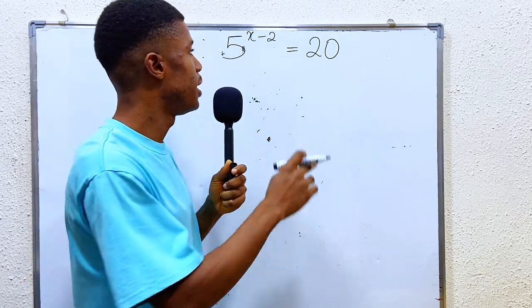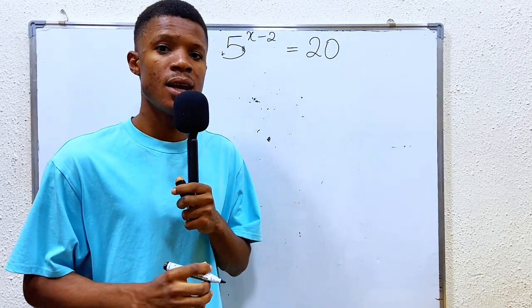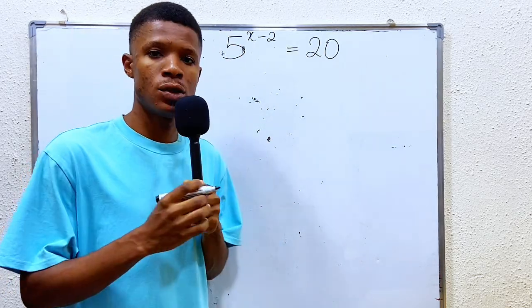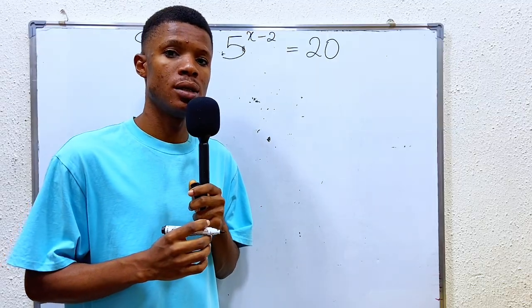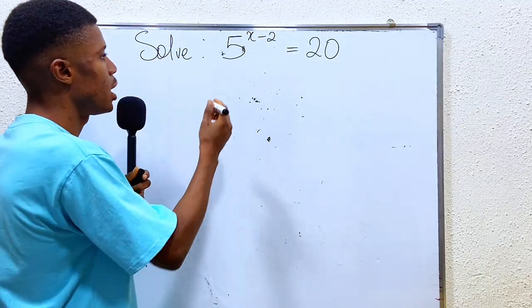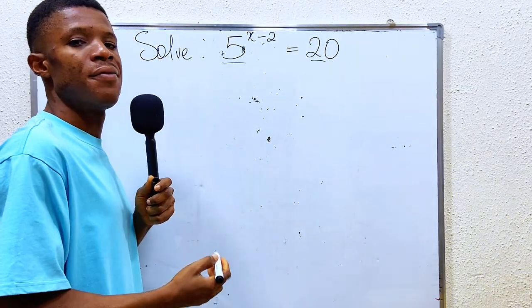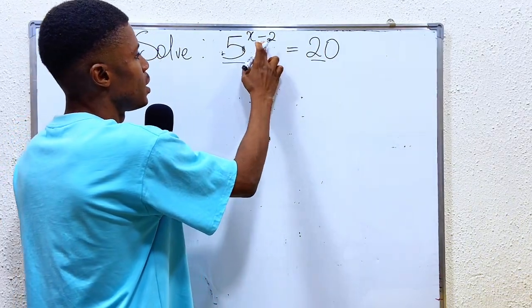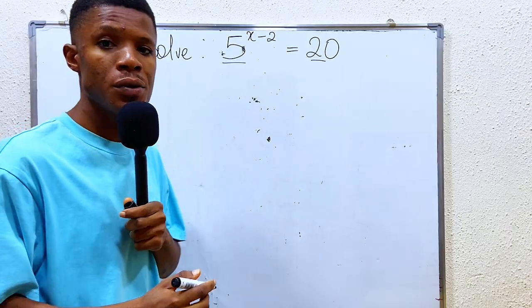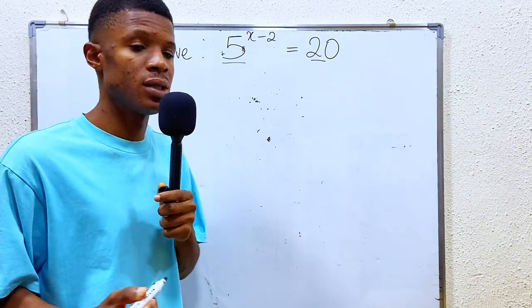Can you solve under a minute for the value of x in 5^(x-2) = 20? For us to solve this, we'll check: this is the base and this is the exponent, and this is just a number. 5 and 20 cannot be expressed in the same base. So what we do here is that we'll take the logs of both sides.